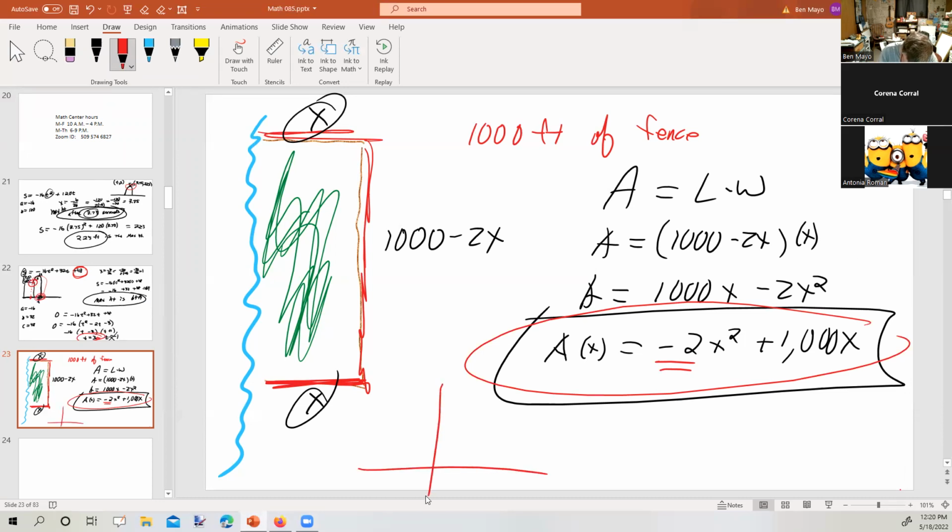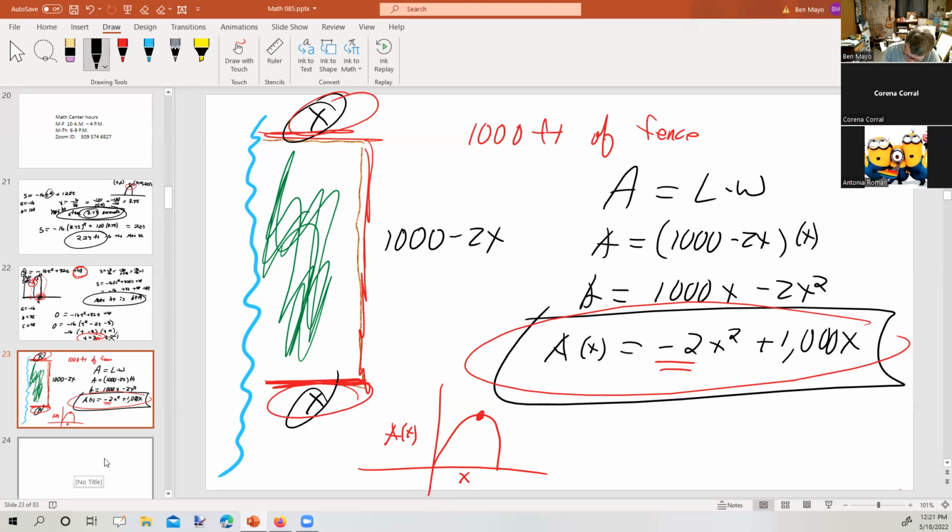So the graph is going to look something like this, where this is X and this is A of X. I want to maximize the area. So if I find the vertex of that parabola, the X value will tell me what X is in terms of the dimensions. The Y value, or the A of X value, will tell me what that maximum area is. Okay. So basically, once again, I need to find the vertex. All these problems asking you to minimize or maximize something, look for the vertex.